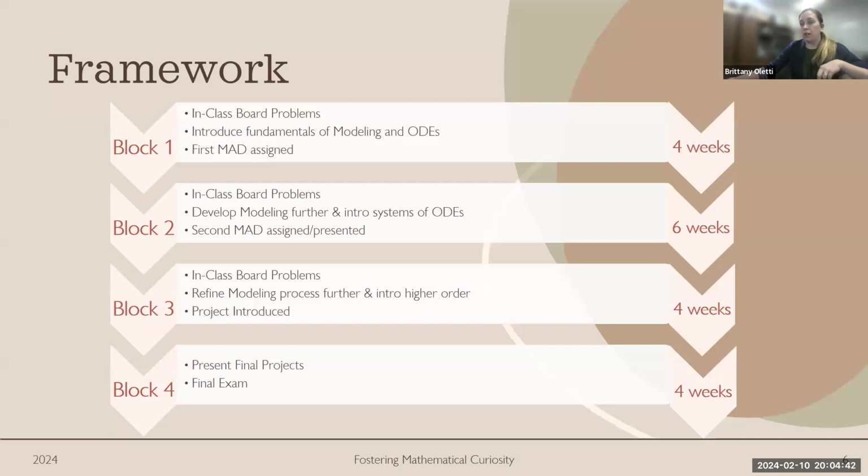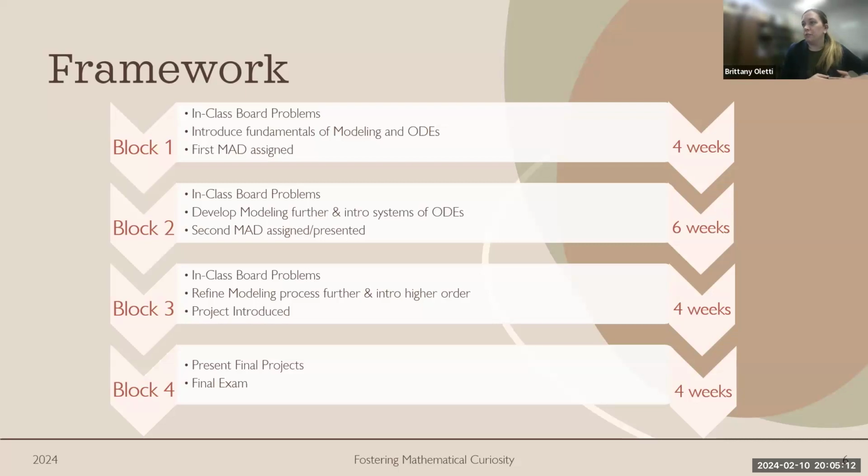The framework is that in our first block, we are consistently doing in-class board problems in conjunction with our lectures. We are introducing the fundamentals of modeling and ODEs, and the first MAD is assigned, and it'll be completed a little bit into the second block. The second block looks a little bit similar, and as my colleague earlier in his talk mentioned, this year we did intro to systems for our second block instead of doing higher order. And we think that that went really well this year. So I'll be happy to talk more about that later.